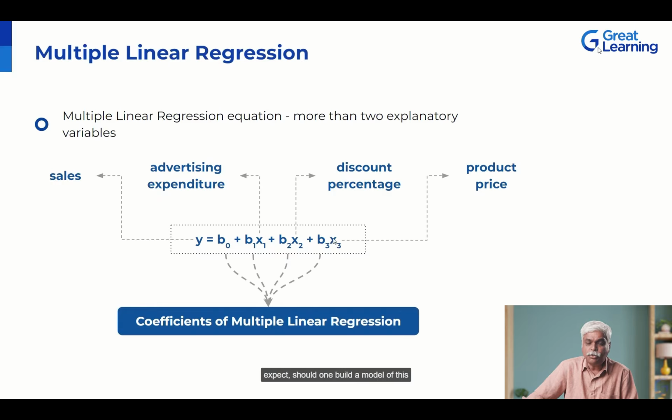In this particular case, one might expect, should one build a model of this kind, that beta 3 or B3 here will be negative. One would expect that B1 is positive, B2 is positive, and B3 is negative. Why is that? Because all else kept the same, advertising increase should increase sales. All else kept the same, discount percentage increase should increase sales. All else held the same, price increase should decrease sales.